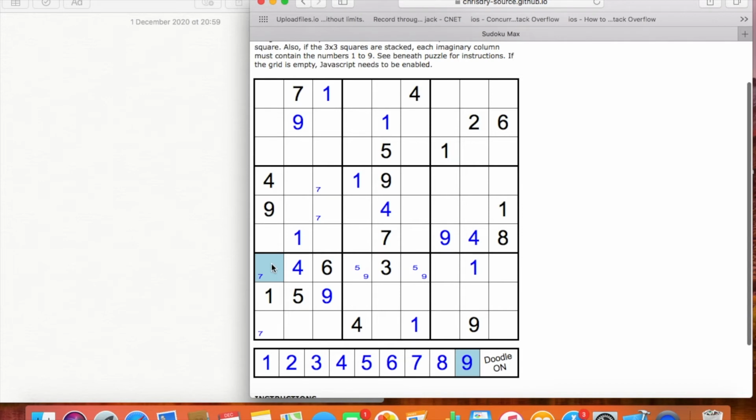So 2, 8, 7. Although I can take the 8 out here because obviously there's an 8 just right on top of that square, so that can't happen.